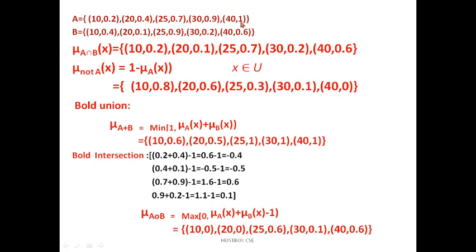At last 40 comma 1.0, 1 plus 0.6. So what will you get? You will get 1.6 minus 1, you will get 0.6. So like that we can do the bold intersection operation easily in fuzzy logic. Obviously you can continue, but be careful about the formula.